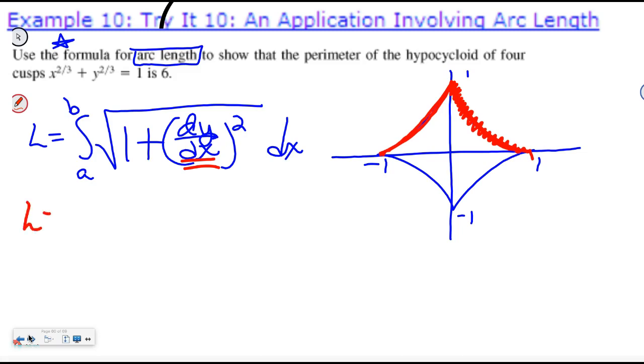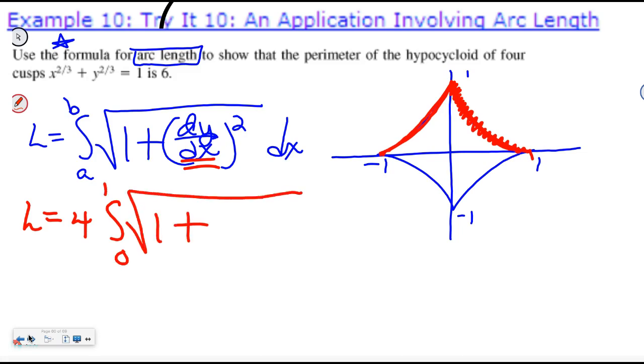So ours is going to look like this. We're going to do 4 times, we're going to integrate from 0 to 1. We're going to do the 1 plus. We're going to find a derivative and square it.